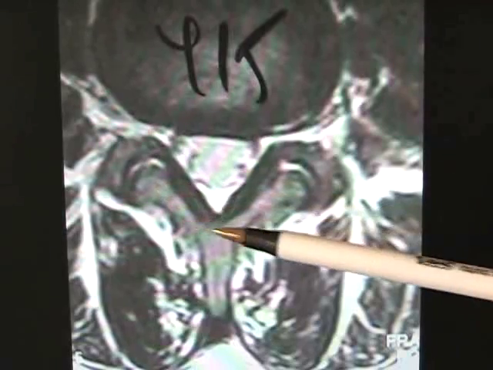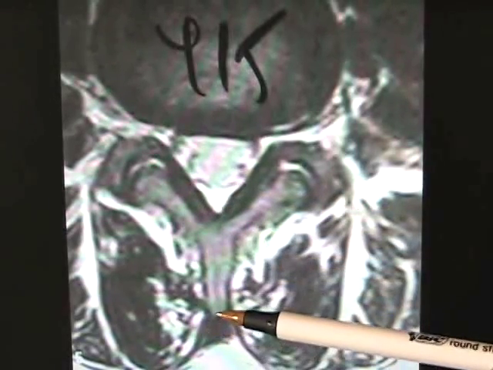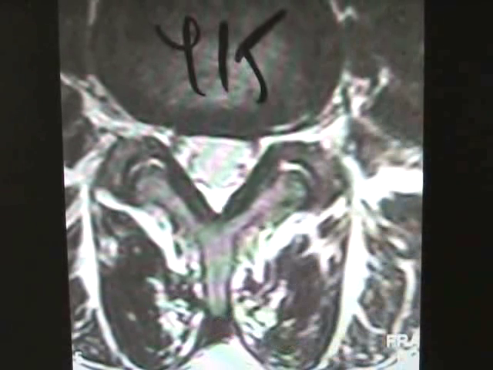This is the lamina on either side, and the spinous process, the tip of that which you can feel normally with your finger. So this is a normal cross-sectional view of the lumbar spine at the L4-5 level. Now, why would we do a fusion?